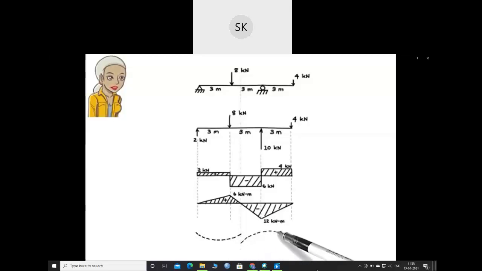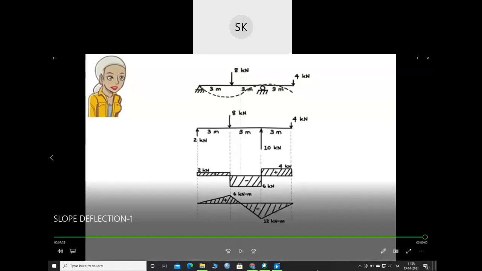Now, putting the two parts together, we get this. Keep in mind that this is an exaggerated shape of the elastic curve, and the drawing is not to scale. Yet, the drawing helps us better understand how the beam behaves and deforms under the applied loads.